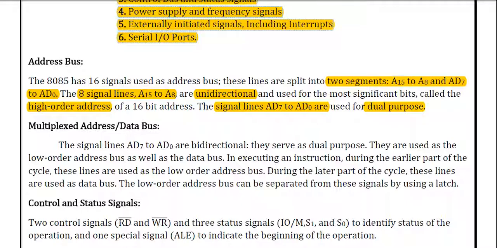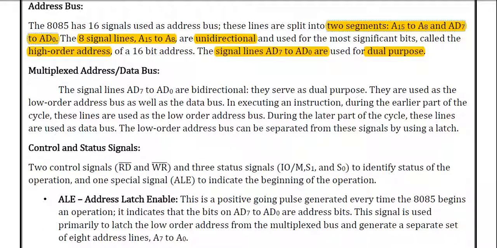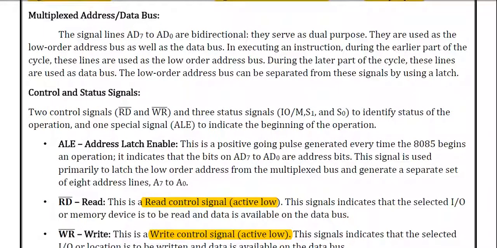Address bus. In this section we have two segments. One is A8 to A15, which is the higher order, and AD7 to AD0, which is the lower order. It is also a unidirectional section. The signal lines AD7 to AD0 are used for dual purpose: multiplexed address and data buses. The signal lines AD7 to AD0 are bidirectional. They serve as the lower order address bus as well as the data bus.